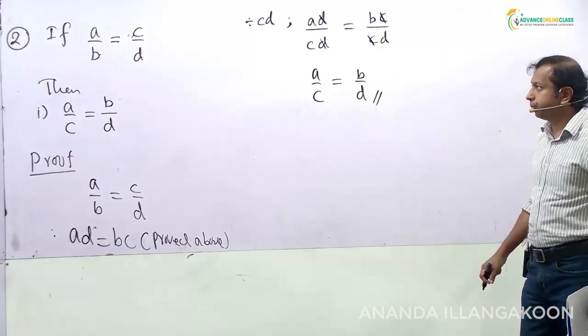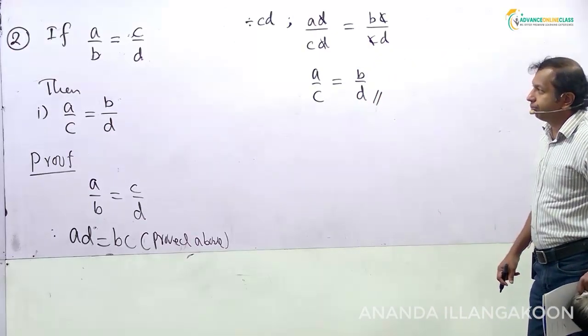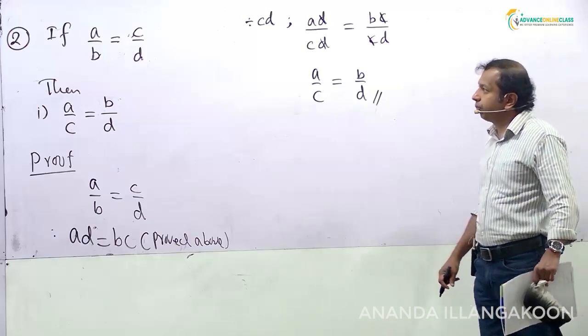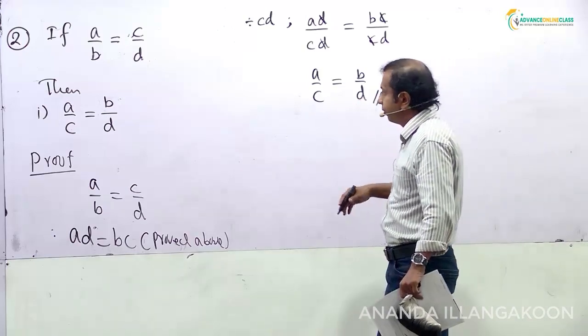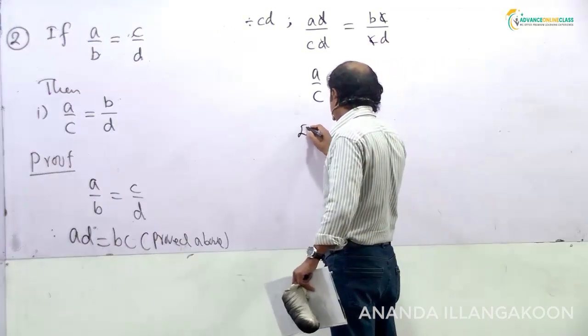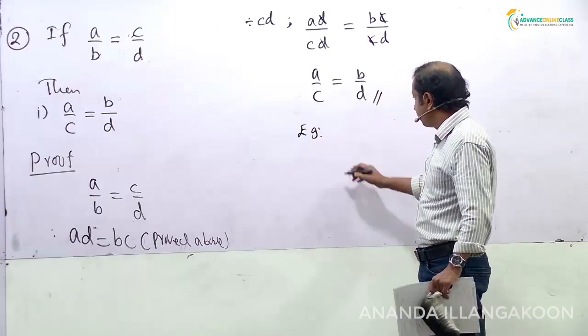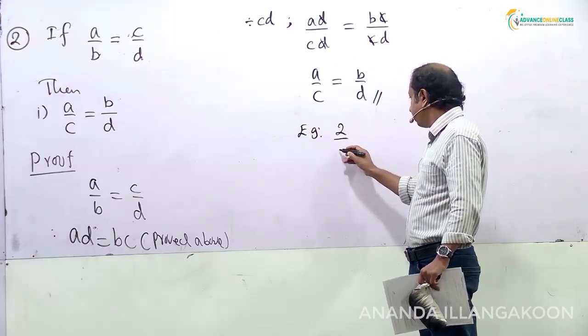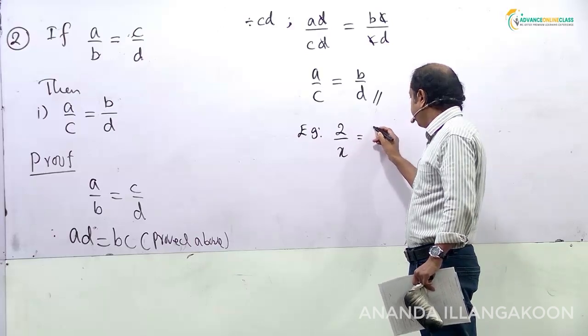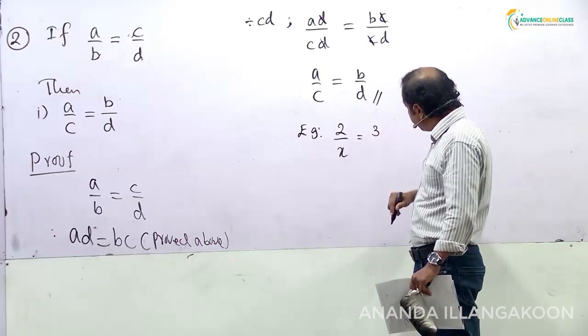Now, subject to this proof or result, if we consider an example, see here. Example I take. Suppose you have here 2 upon x equals 3. This way, suppose.